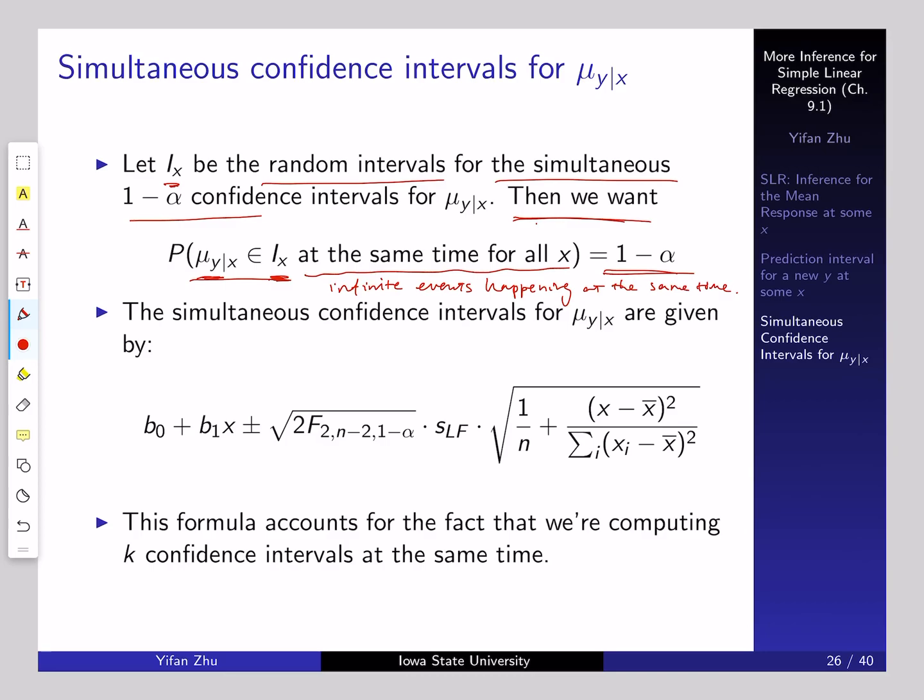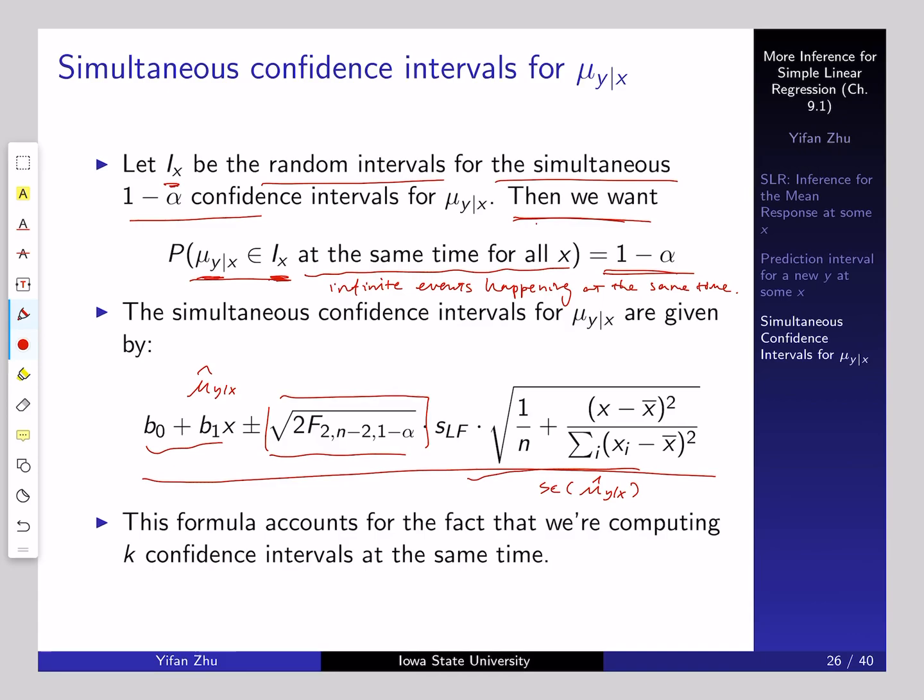And how do you get such simultaneous confidence intervals? It turns out this kind of confidence interval can be obtained using this formula. Here you again have mu of y given x hat, the estimated mean at x, and you also have the standard error of mu of y given x hat, but the quantile here is different. For the non-simultaneous case, it is t of n minus 1 and 1 minus alpha over 2 for the two-sided confidence interval.